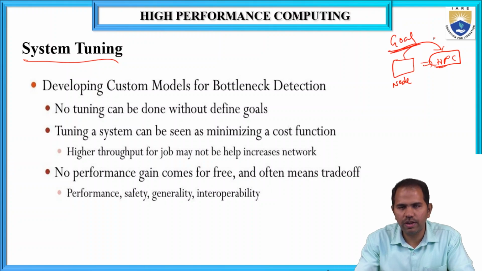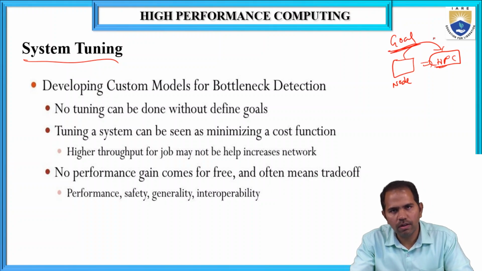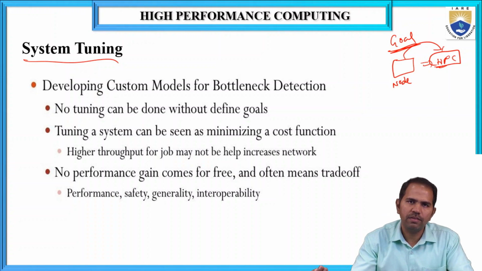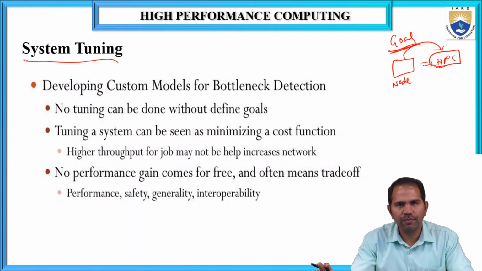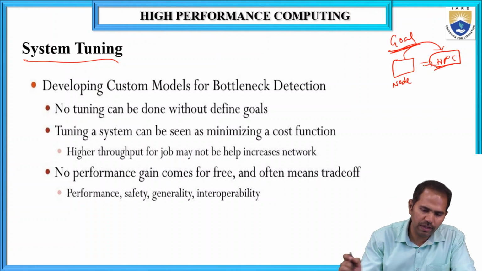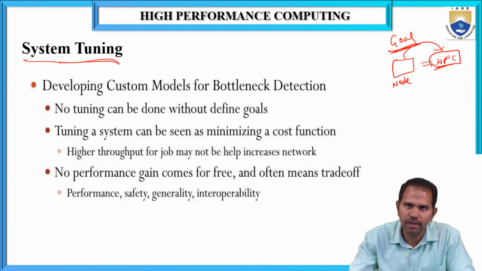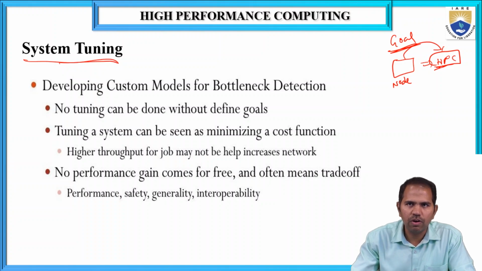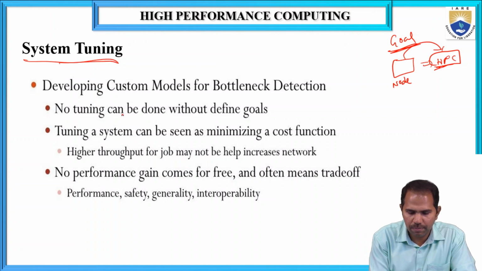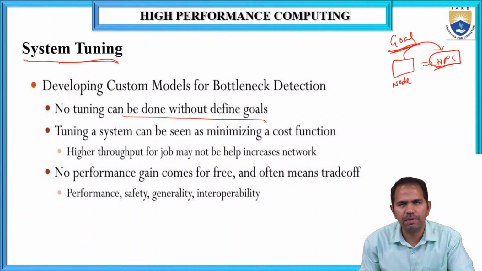Before tuning a node, we have to set the goal. What is the goal? High throughput or high performance. Throughput is nothing but finally it has to produce high performance. The node has to be given high performance computing. So initially we have to set a goal. No tuning can be done without defining a goal. That is the major thing.